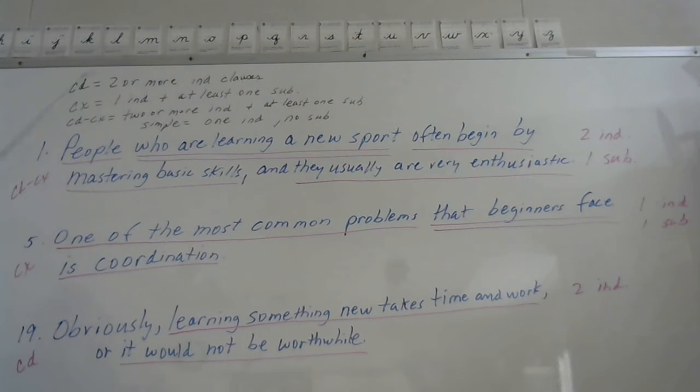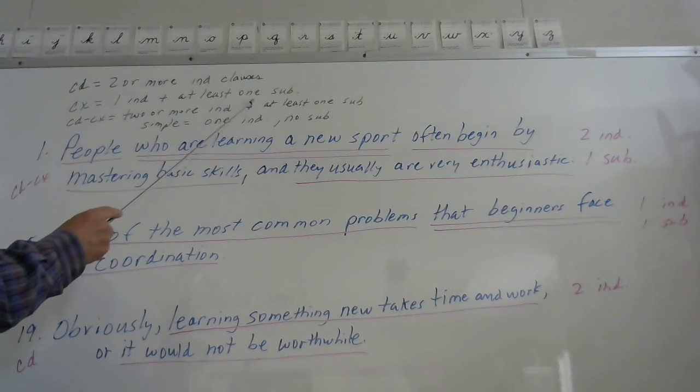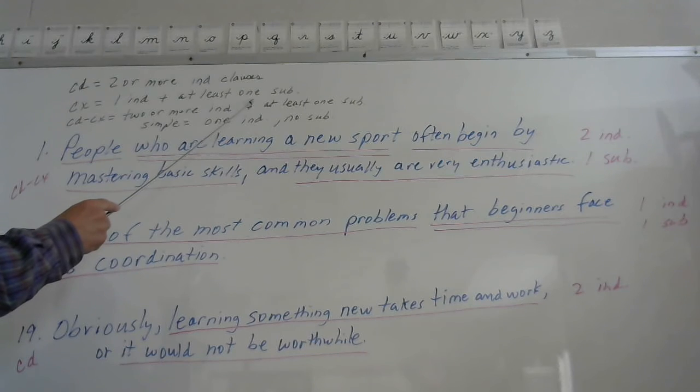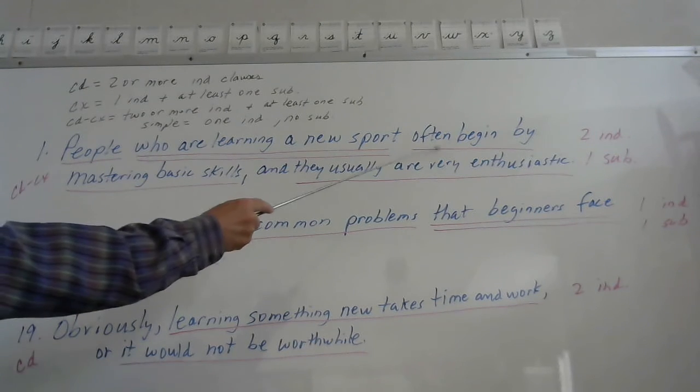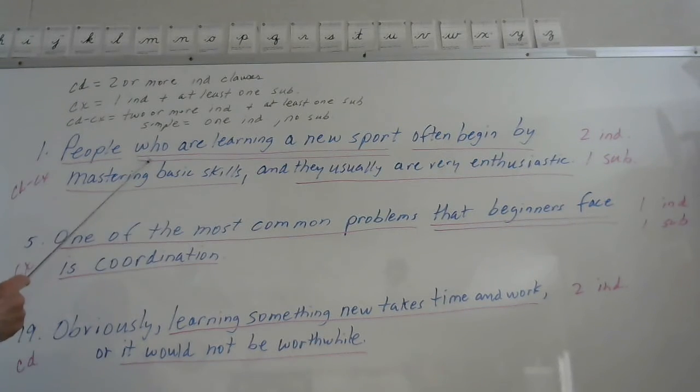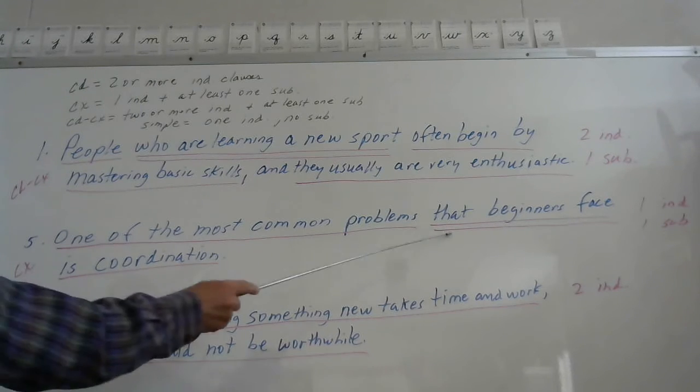Okay, so you got to remember that a compound sentence has two or more independent clauses. That means it's two sentences combined by and, or, but, those type of things, conjunctions. A complex sentence has one independent and at least one subordinate clause. Remember, subordinate clauses have a subject and a verb, but they begin with a word that makes them into a clause, like who or that.